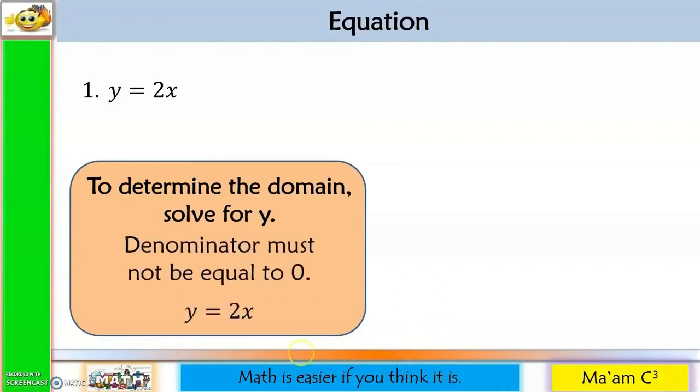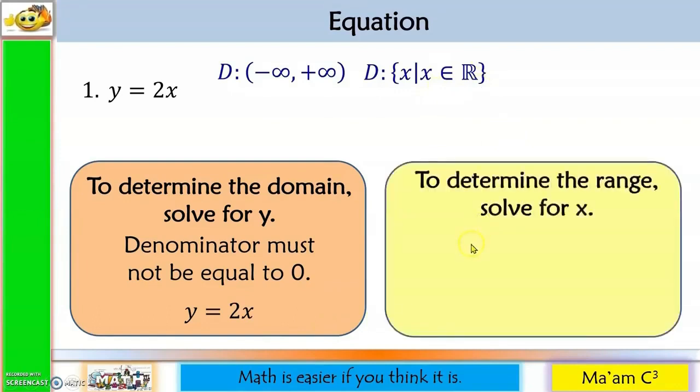So y is equal to 2x. We do not have denominator here. So therefore, we don't have restriction. So our domain is from negative infinity to positive infinity, or set of all real numbers.